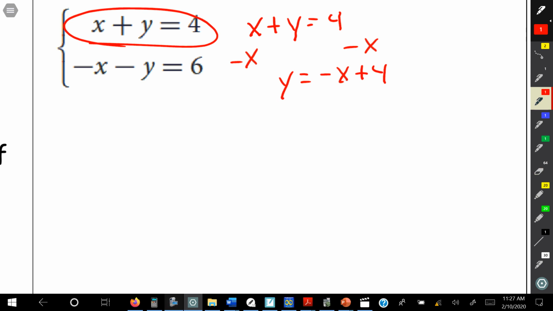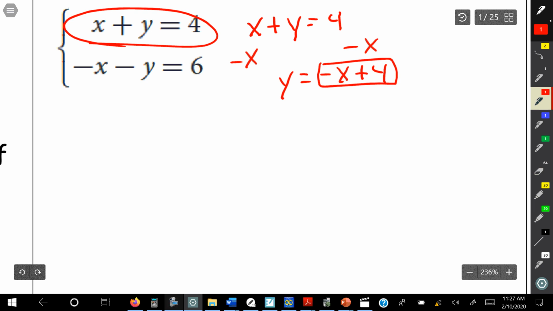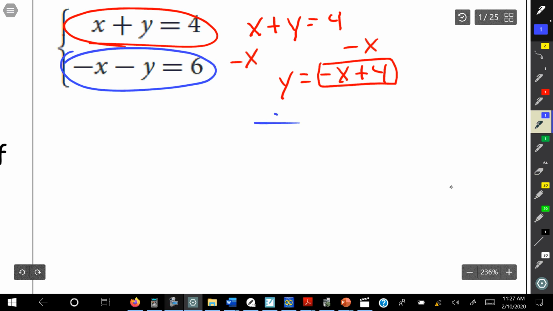So I know what y is. Y is negative x plus 4. Don't know the value, but I know the expression for it. So now I'm going to take the other equation and plug in that y. So it's going to be negative x minus y, and I'm going to put y in parentheses, is equal to 6. And I'm going to plug in the y, negative x plus 4.